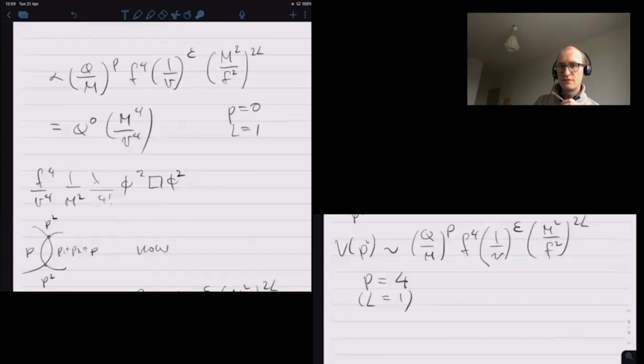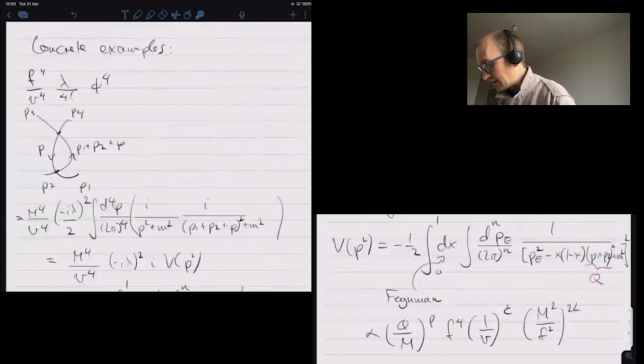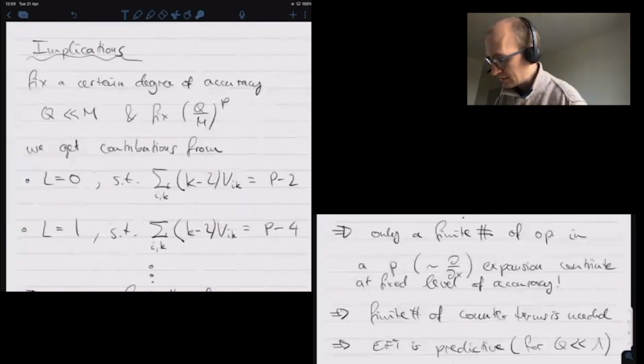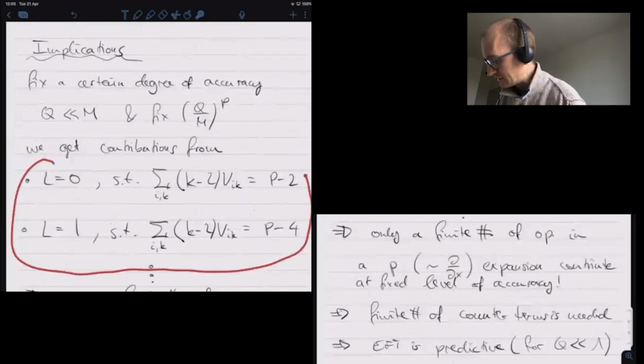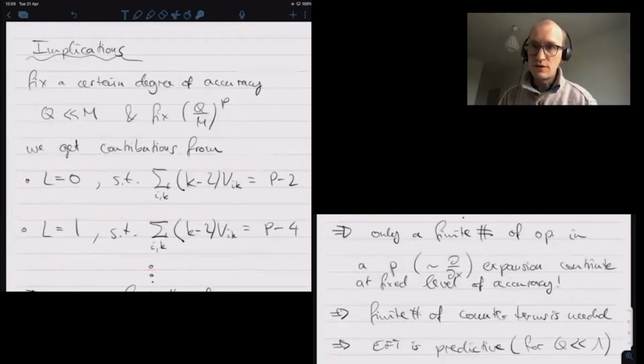No, I do not think that that's correct. You can do as many loops as you want, but a very high loop diagram will actually contribute to a lower power of P than the maximum power that follows from this kind of analysis. Ah, yeah, right. Okay. So you can do them, but you don't need to do an infinite number of them in order to get the fixed accuracy.